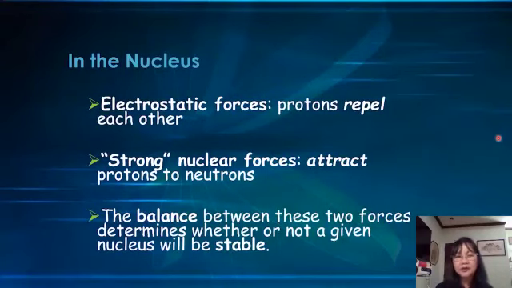So although protons tend to repel each other, there is a contradicting nuclear force that holds them together. So the balance between these forces determines the stability of an atom, of the nucleus of an atom.